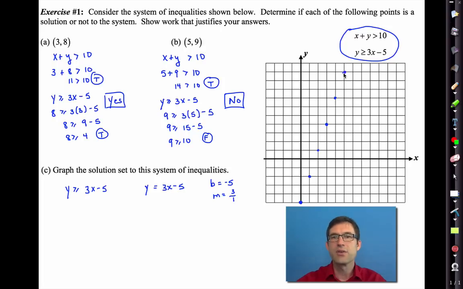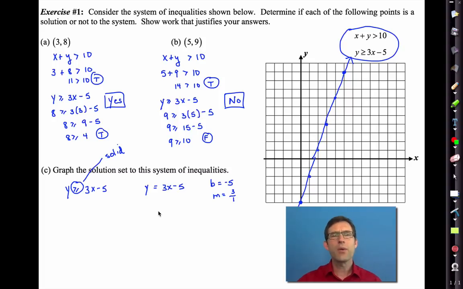Now we have to make a decision whether or not we connect these with a dashed line or a solid line. Do you remember how that works? Hopefully. If there's an equal sign here, which there is, then we graph it with a solid line. Oh, not my best solid line. And we label it with its equation, y equals 3x minus 5.